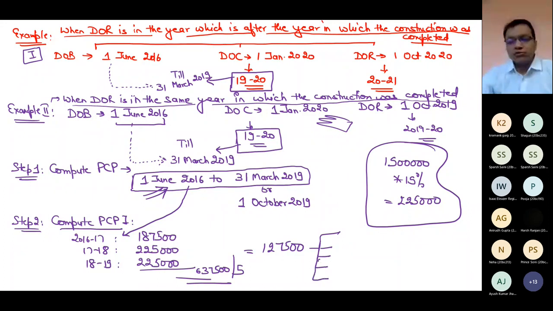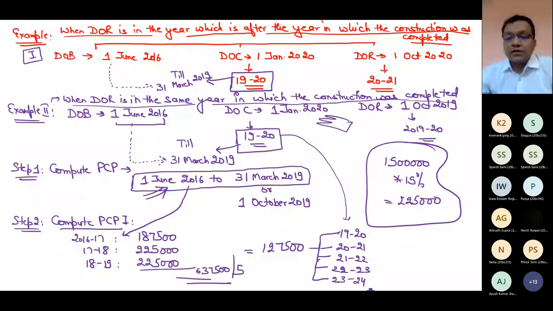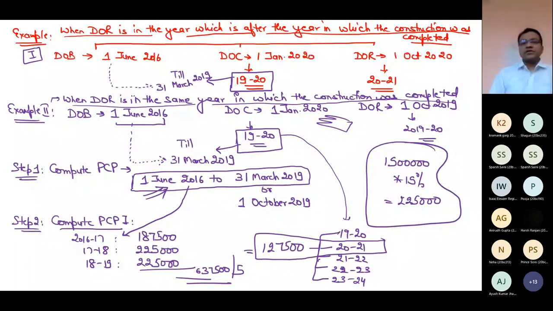Which are those years? Can you tell me those years? First year will be the year in which the house is complete. Which is that year? 1920. And the next 4 years, 2021, 21-22, 22-23. I'm not concerned with all these years, but you must know the way of calculation. I'm concerned only with my previous year, which is 2021. So 127,500 is eligible to be allowed as deduction on account of interest on capital borrowed. This is pre-construction period interest. The same 2 steps I applied yesterday also in this example.